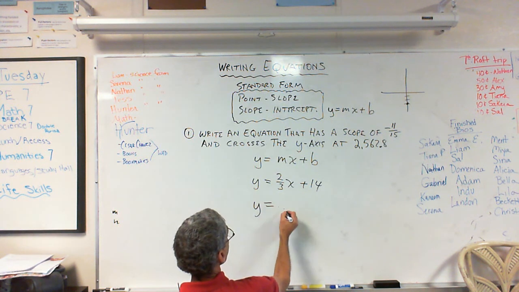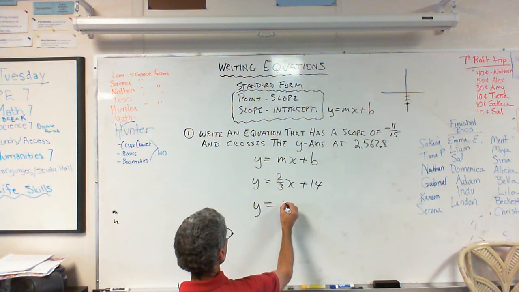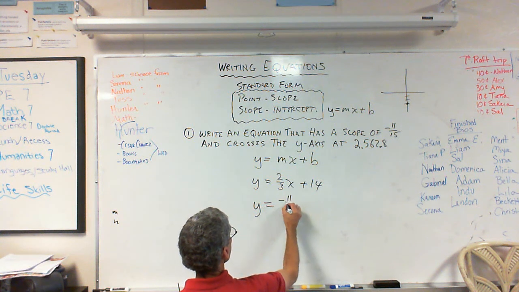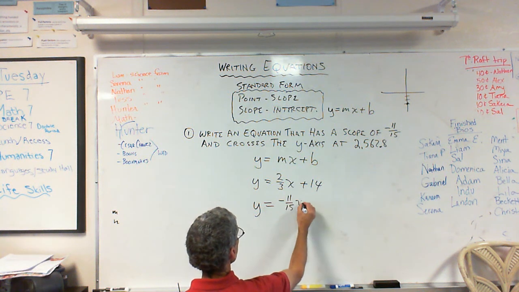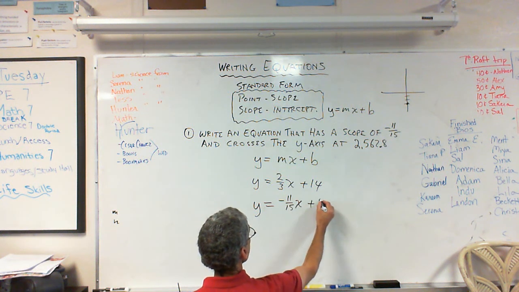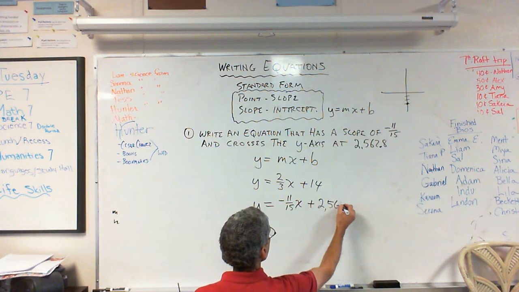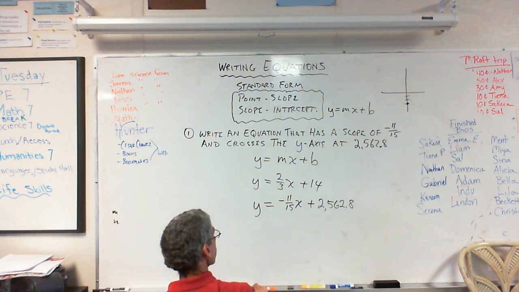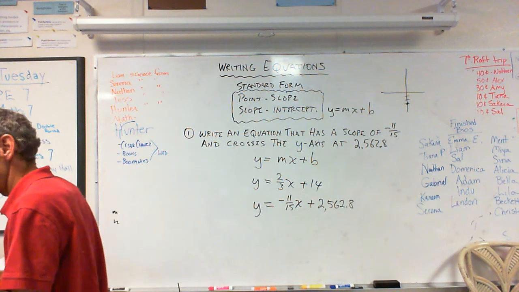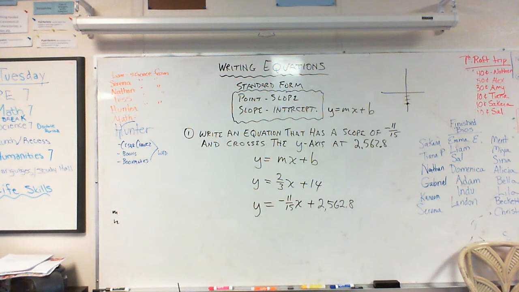Y equals, isn't it -11? Yes. -11/15 x plus 2,562.8. You got it, right? That would be a big number. Pretty straightforward. Good job.